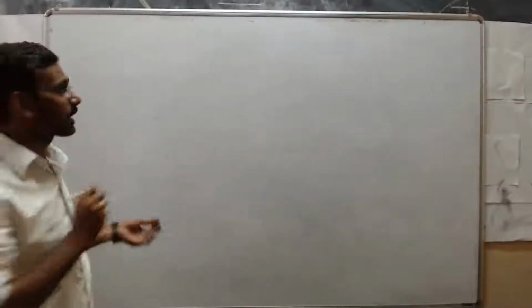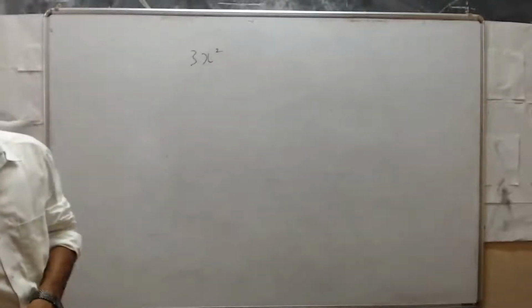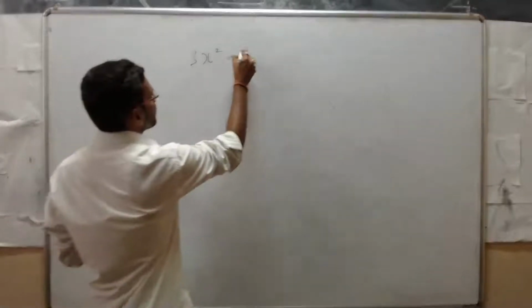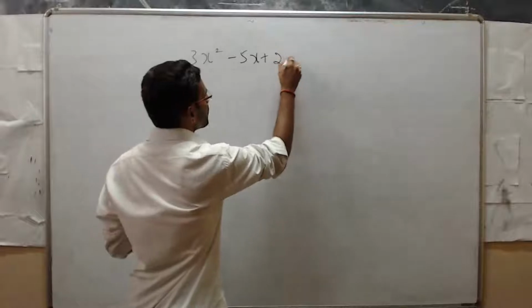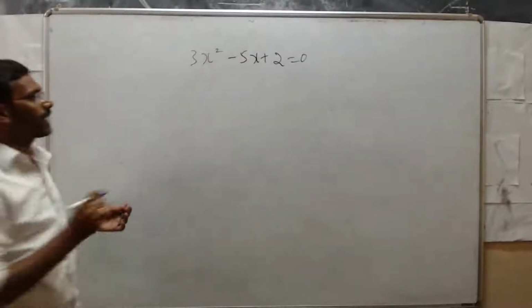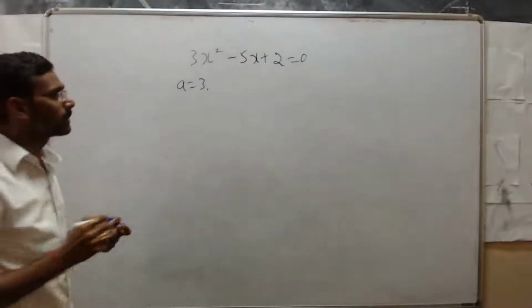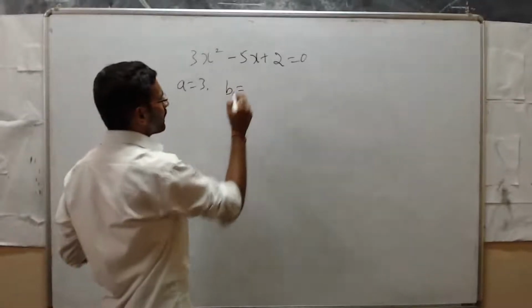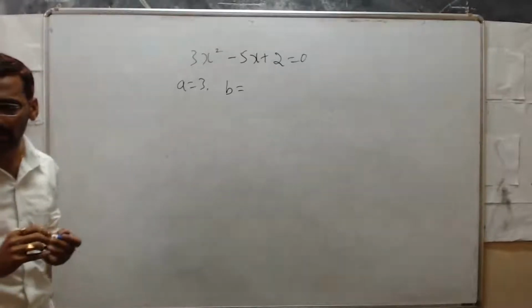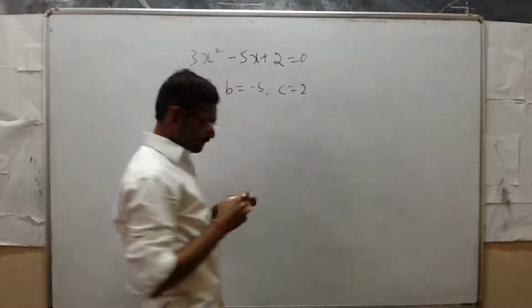So now we can find out. The first example: 3x square minus 5x plus 2 is equal to 0. Now what is the value of a? A is nothing but the coefficient of x square. A value is 3. What is the value of b? B is the coefficient of x, so the value is minus 5. C value is the constant term.